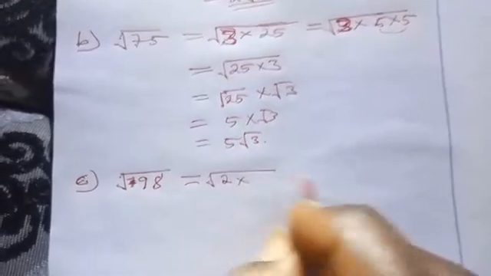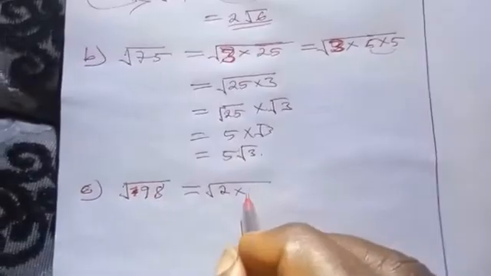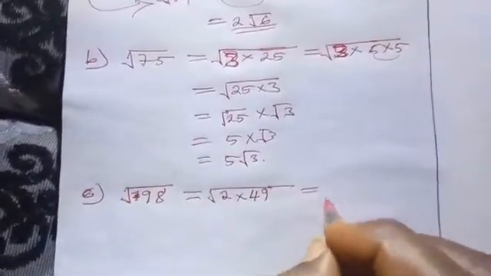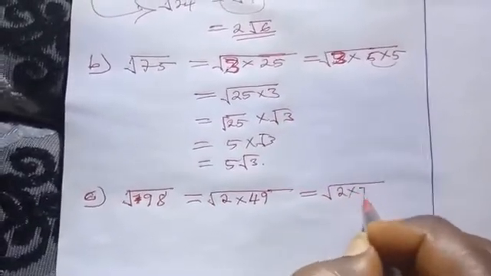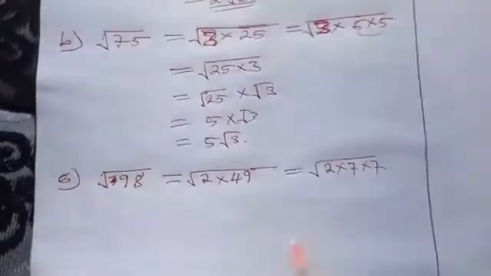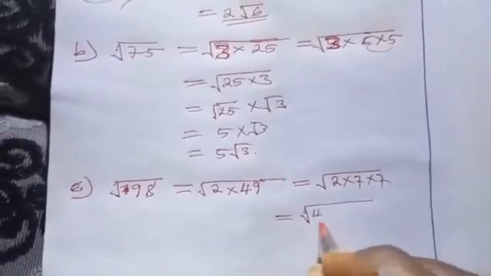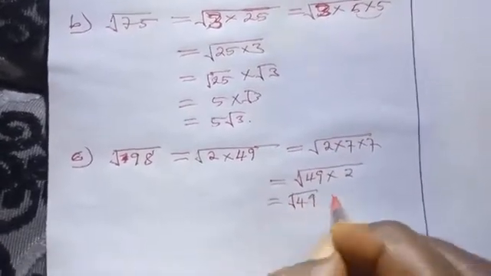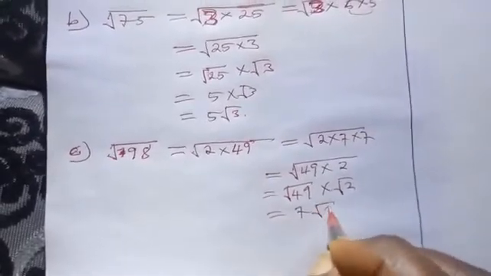2 times what will give me, because 2 can go in 98, 2 times 49. And so this can now be written, because 49 can be written as 7 times 7. See, that is it. And so we're going to have square root of 49 times 2. And so square root of 49 times square root of 2. And this becomes 7 root 2. No difficulty in this, right?